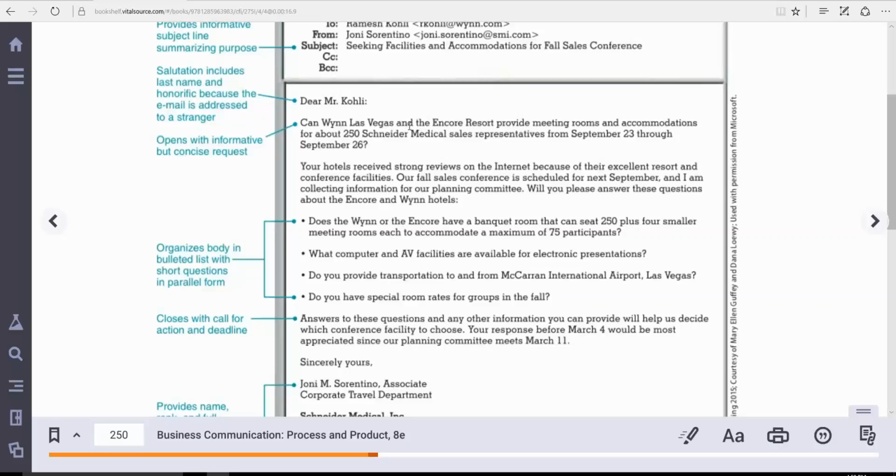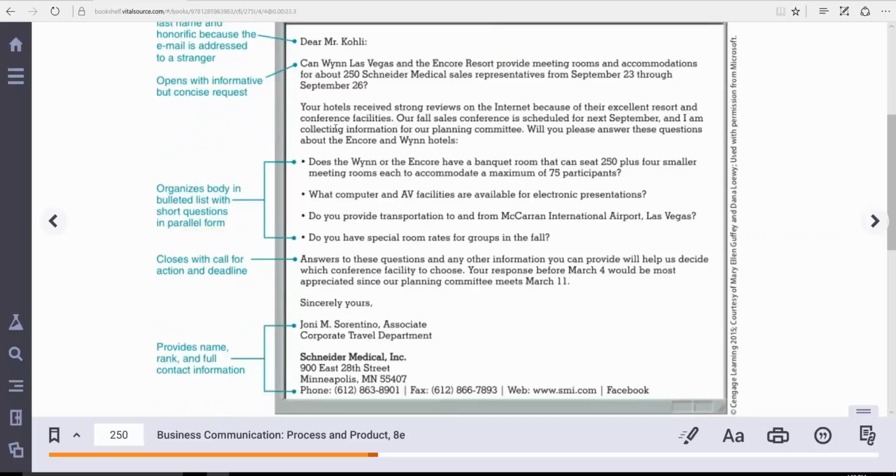Can Wynn Las Vegas and Encore Resort provide meeting rooms? And here's what they need, why they're choosing that hotel, when the fall sales conference is scheduled, and that they're just collecting information. Would they please answer this question? So there are bullets, 1, 2, 3, 4. It's easy to see what questions are to be answered.